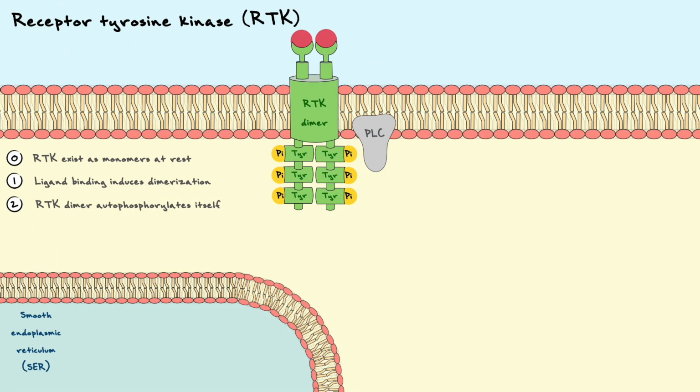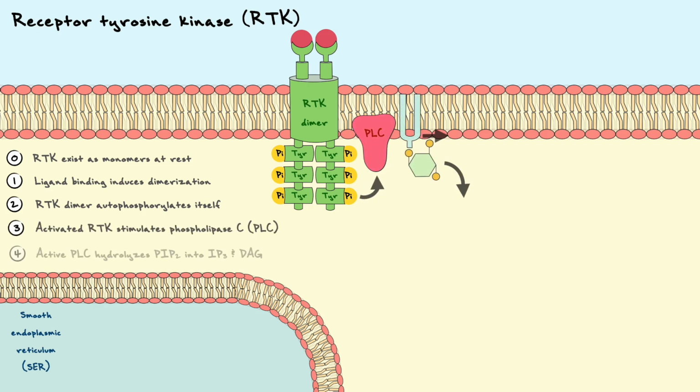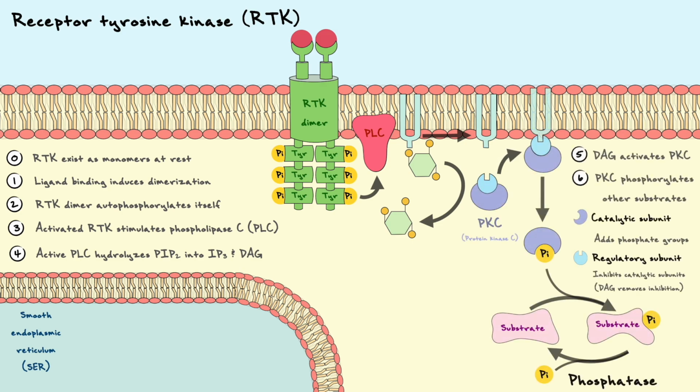So, the main difference simply lies in what activates PLC. In this case, after the RTK dimerizes and becomes an active kinase, it activates PLC, which leads to the subsequent hydrolysis of PIP2 into IP3 and DAG. On one end, DAG leads to the activation of PKC, which is a kinase that then goes on to phosphorylate some substrates in its respective downstream pathways.